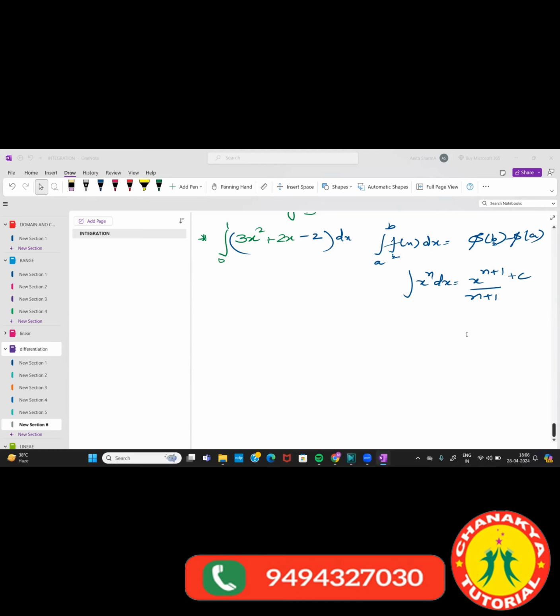Ma'am, I'm getting the answer as x cube plus 2, ma'am. What? x cube plus 2? And put the value of these values now. Ma'am, 3. Okay, let me check, because I have not given this question from any book. So it will be 3x cube by 3, beta. And this will be 2x square by 2 minus 2x. Same integration you have got?